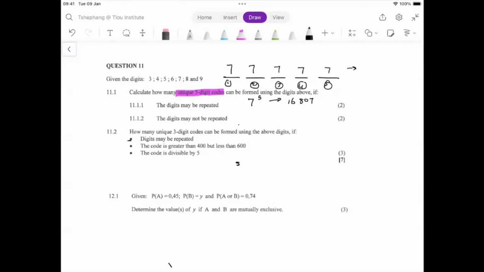Now, the digits may not be repeated. Let's quickly look at that one in 40 seconds. If you have an answer, please do share it in the chat or the Q&A.